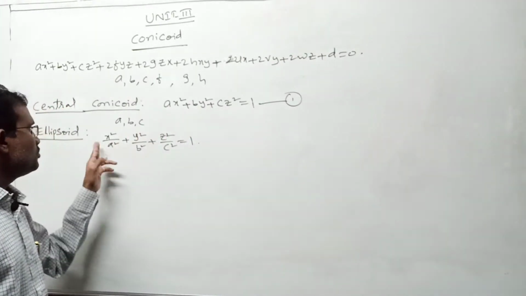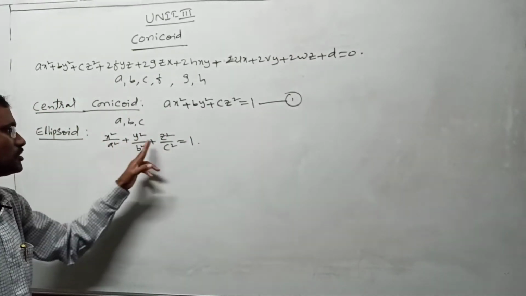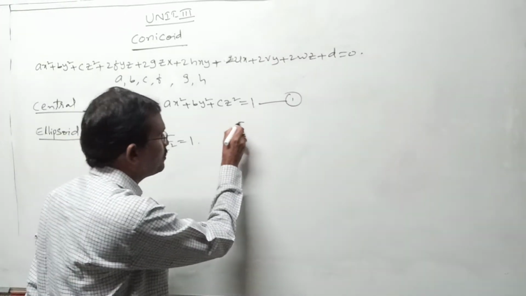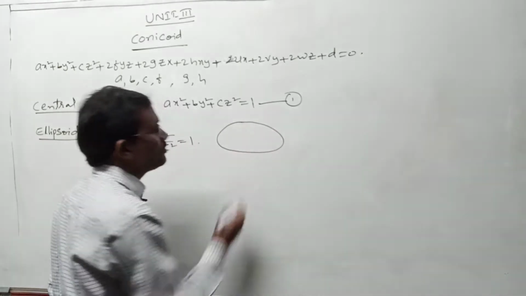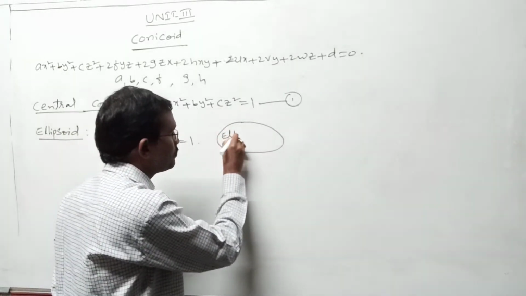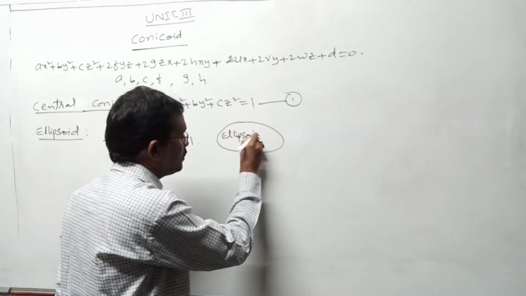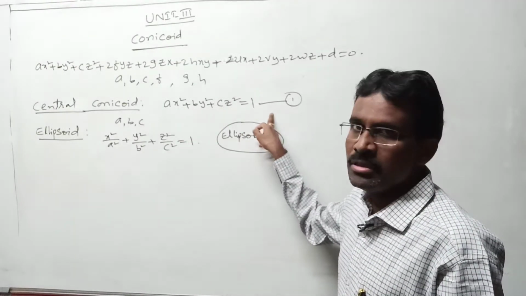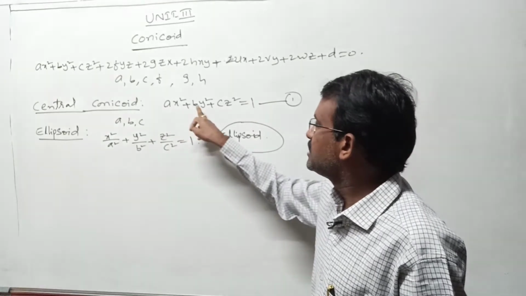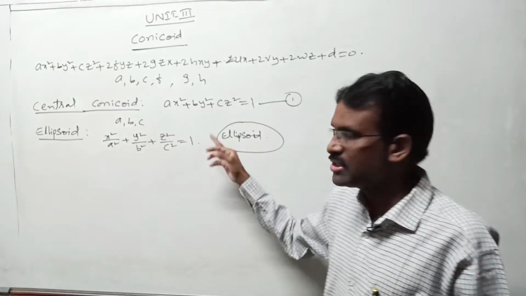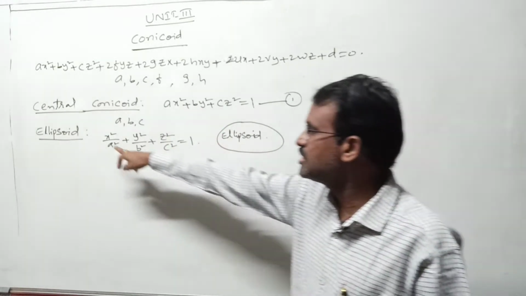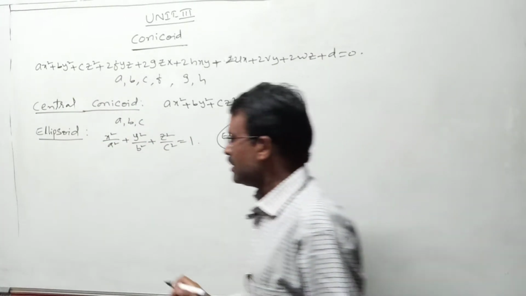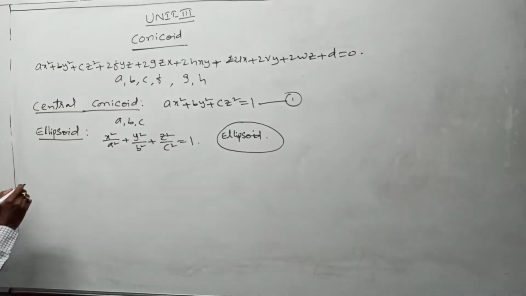All these constants should be positive. Here positive, here positive, here positive. That's why this is called an ellipsoid. Ellipsoid means it is like an ellipse shape. Understood? In this central conicoid, if all the constants a, b, c are positive, such a surface or conicoid is called an ellipsoid. The shape should be like this. Next let us go through hyperboloid of one sheet.